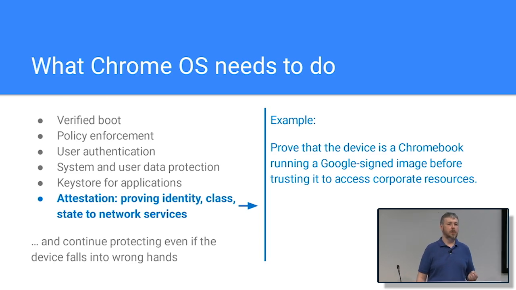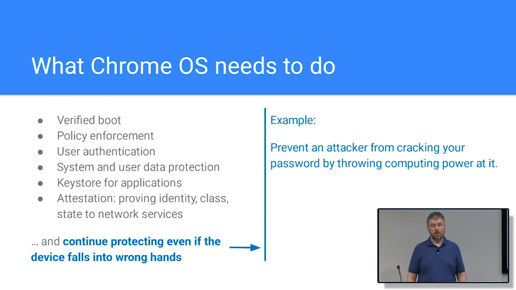The ability of Chrome OS to prove to remote servers what they're actually talking to: a Chrome OS device, and more than that, a Chrome OS device of a specific identity, a specific Chrome OS device if it's important for them, Chrome OS of a specific type if it's important for them, and Chrome OS in a specific state, such as, for example, running a signed verified image, if it is important for those services. So all this is remote attestation, and that's the last feature that we're going to touch here.